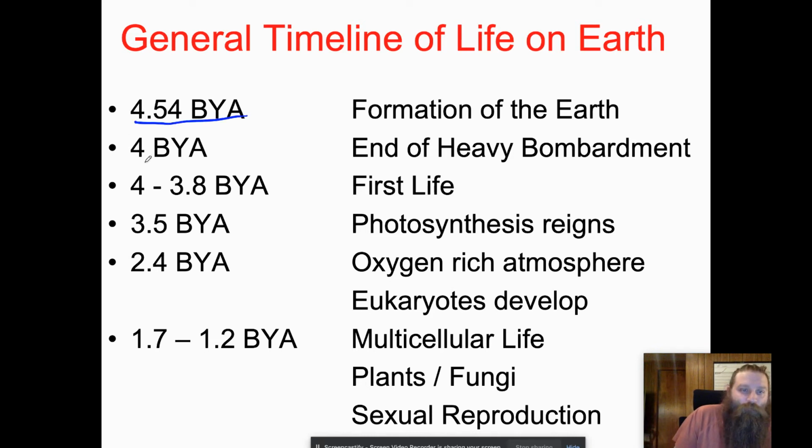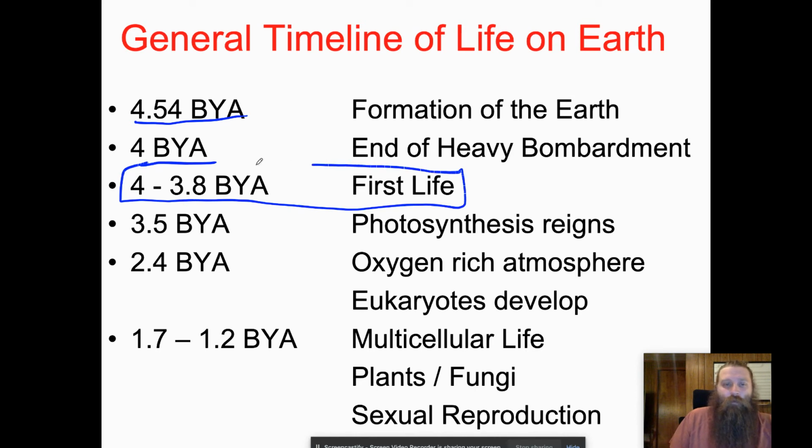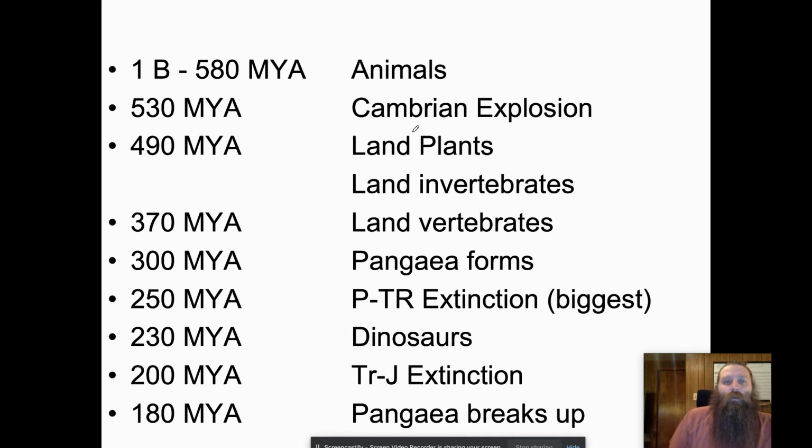The first two, 4.4 or 4.5 billion years ago, formation of Earth, 4 billion years ago, end of the heavy bombardment, all right, and the development of the first life. That's a big one, okay, somewhere in there. We have photosynthesis for about 1.1 billion years till we get a good oxygen-rich atmosphere. We have eukaryotes in there. Make sure you know that one. 2.4 billion years ago, our eukaryotes are showing up. And then we want to flip over here. Animals, they've been around about a billion to 580 million years ago.